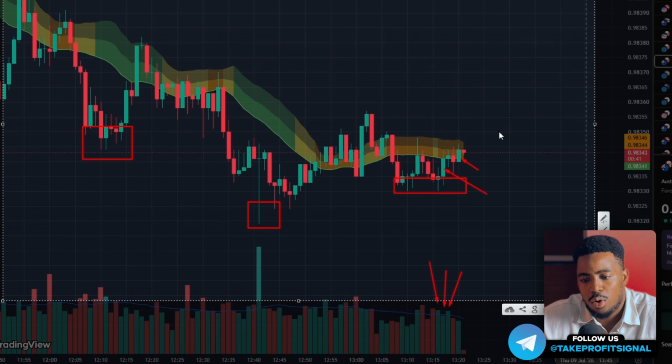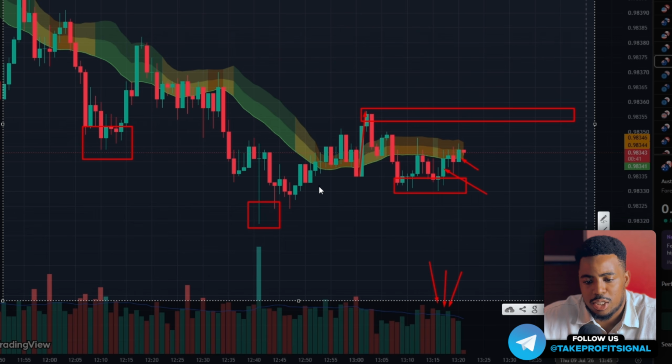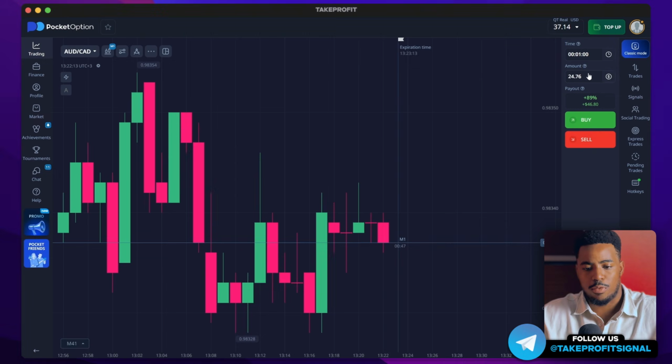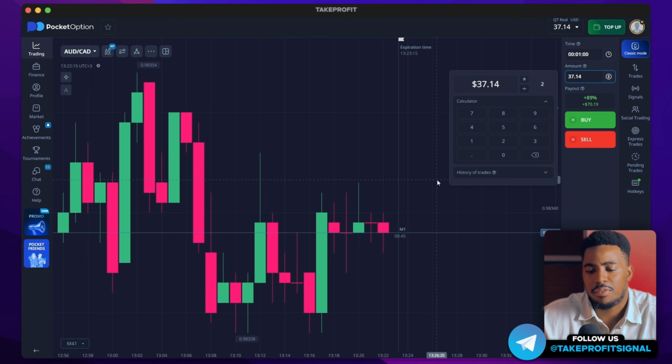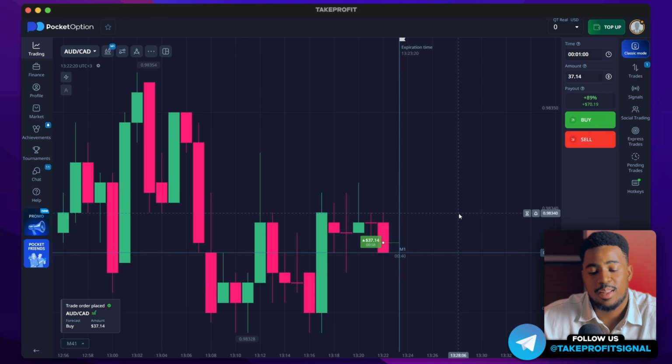At the top, we already see the nearest resistance level in this area. This level has already been broken once, so its strength has diminished, and I expect the upward movement to continue. So for the currency pair AUD-CAD, finally lucky with the payout, 89%, $37 upwards.